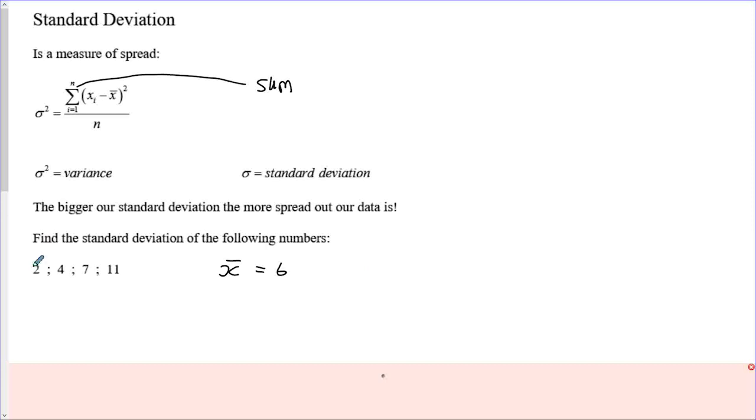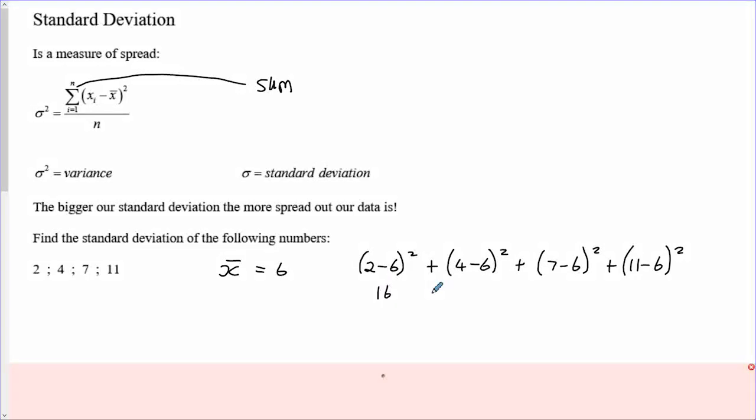Now what we do, we take each data item and we take away the mean. So 2 take away 6, and we square that result. Right. Then 4 take away 6, and we square that result. And 7 take away 6, and we square that result. And 11 take away 6, and we square that result. Right. This is 4 squared, which becomes 16. This one's negative 2 squared, which becomes 4. This one's 1 squared, which becomes 1, and this one's 5 squared, which becomes 25.